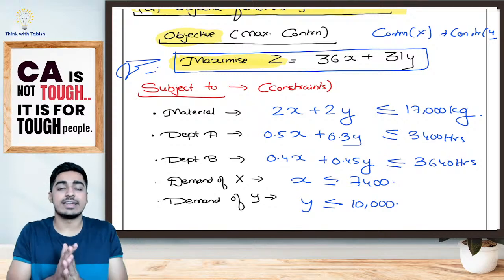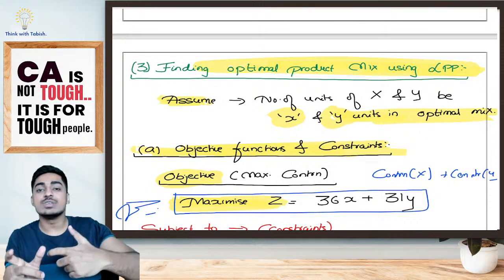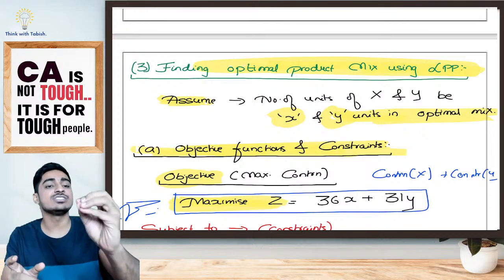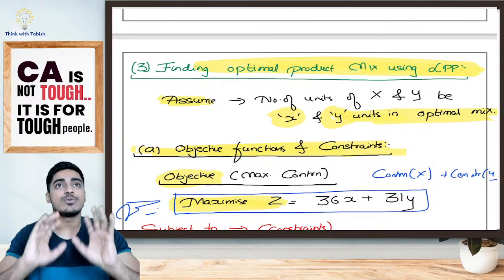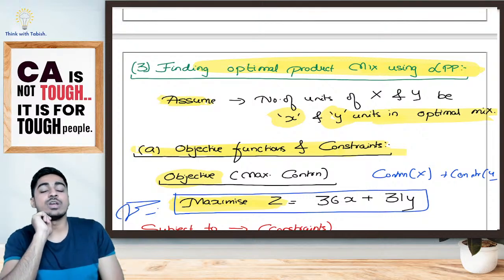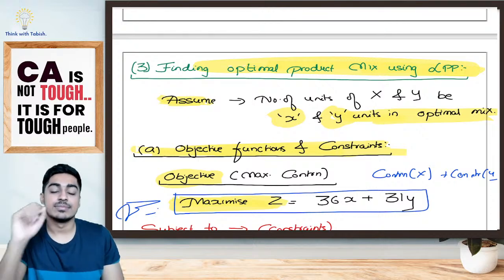Okay. So what we have done, again I'll tell you, is that we want the product mix. How many units of X and Y should we sell? We'll say we will sell X units of X and Y units of Y. First, what is our objective? We want contribution to be maximum. How do we get contribution? For 1 unit of X, we get 36. So it is 36X plus 31Y. That should be maximum.